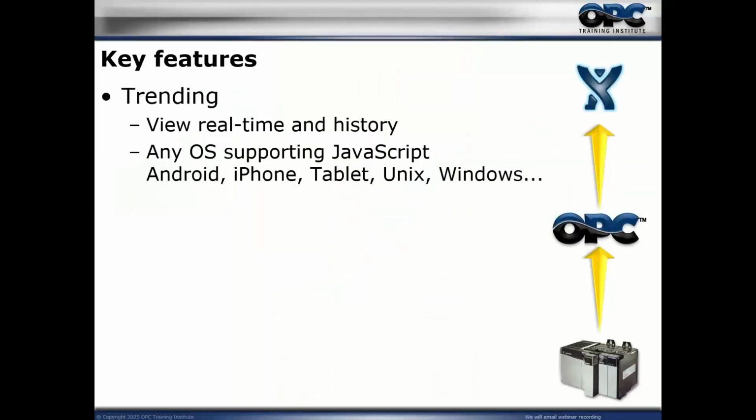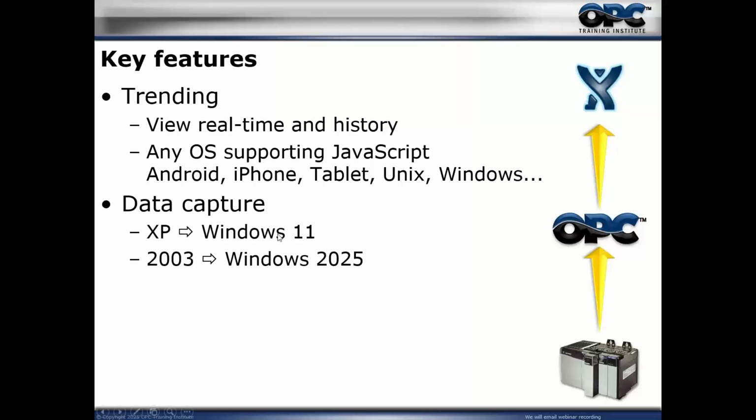Now, the key feature for trending is that we want to be able, again, to view real-time and historical data. And the support for trending is on any operating system that supports JavaScript. So, for example, you can do it on your phones, on your Androids or your iPhones or your tablets, whatever they are. Or you can do this on Unix. You can do this on Windows. So you can really do this everywhere. And I'll show you how that's done and how you can do it yourself too.